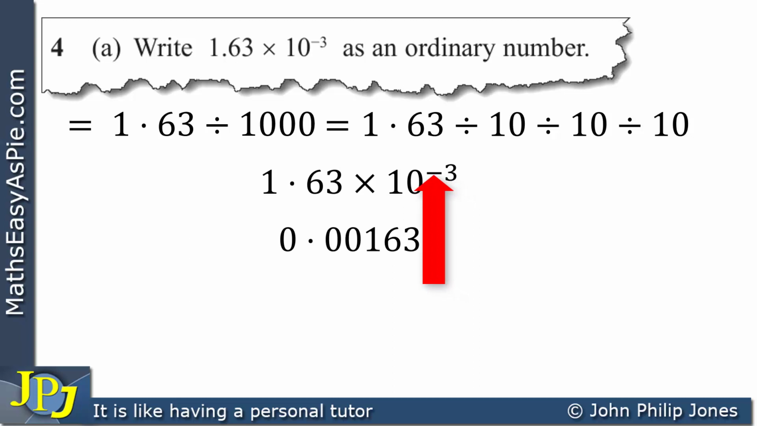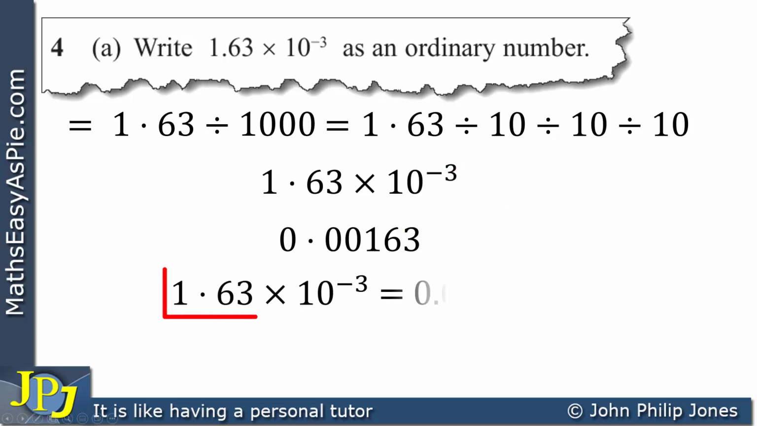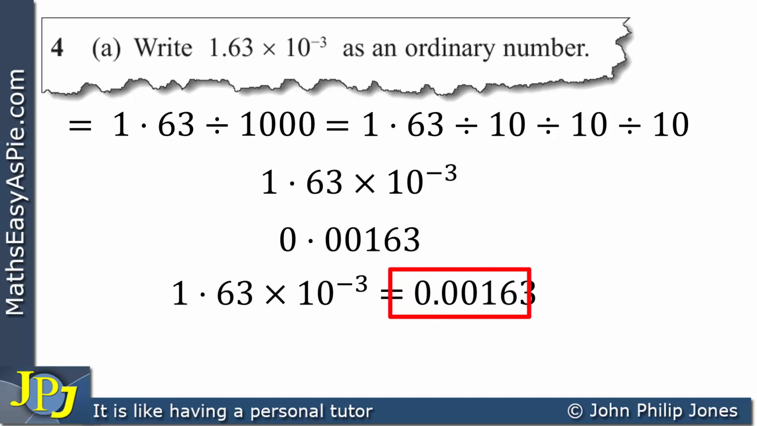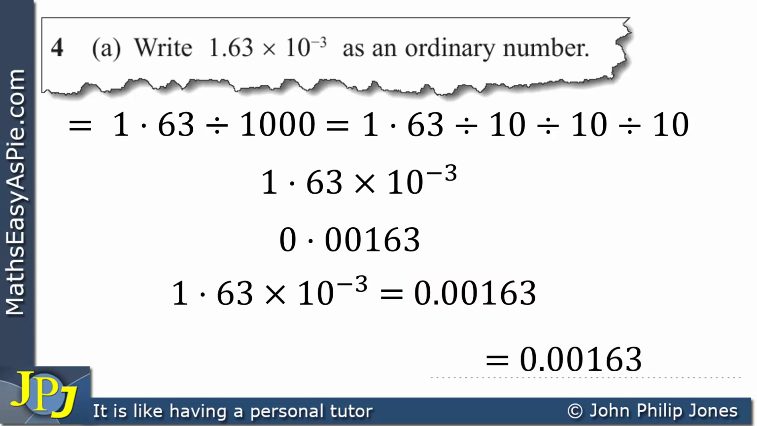And this negative tells us the direction we're going to be moving the decimal point. We're going to be moving it in this direction so that this number here becomes smaller than this part of the number. So we can write out the following. 1.63 times 10 to the minus 3 equals this number here. And this number is the ordinary number. So onto the dotted line we can simply write out 0.00163.